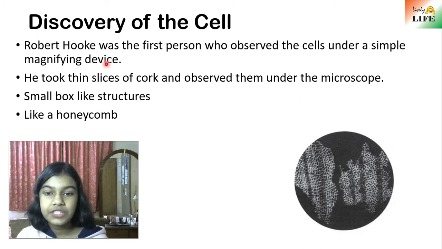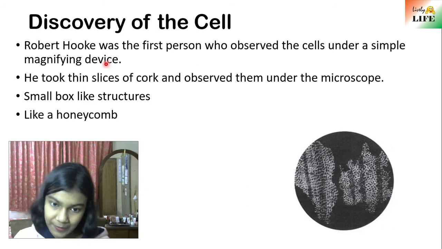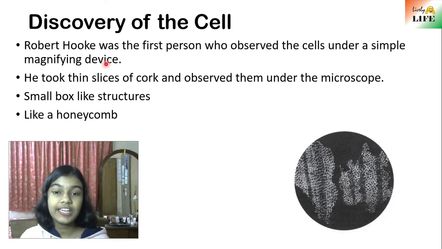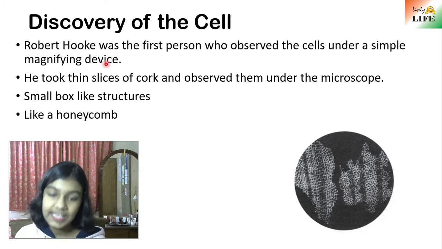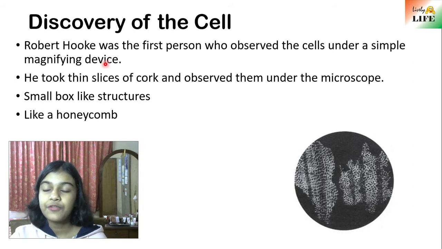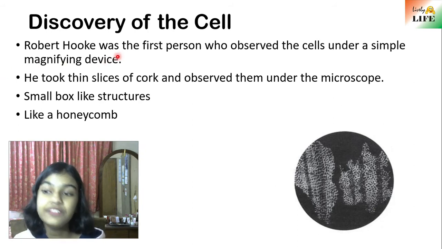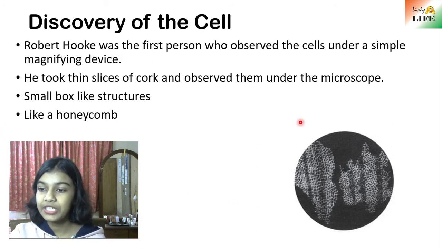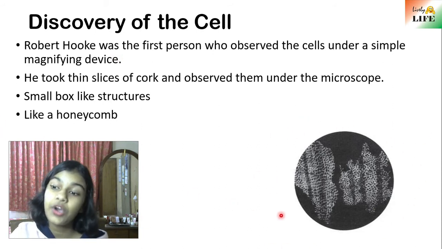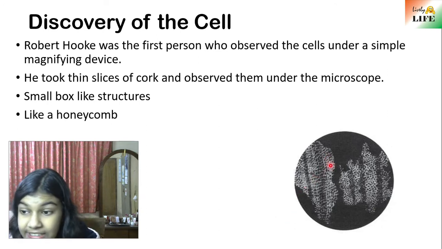How did he observe it? At that time, the microscope wasn't there. Scientists hadn't invented the microscope at that time. So he had a simple magnifying device that he invented, and with the help of that, he was the first person who observed cells. So what cells did he observe? As you can see in this picture, this is the thing that he observed. You can see these are cells.